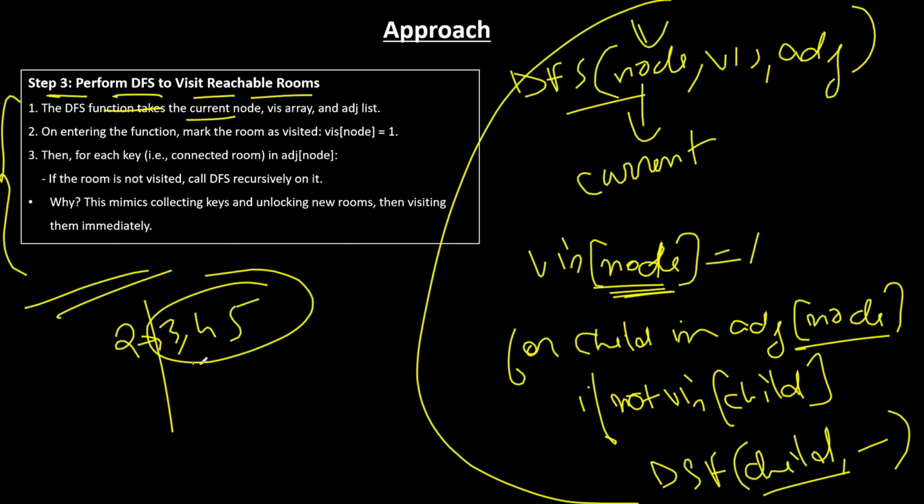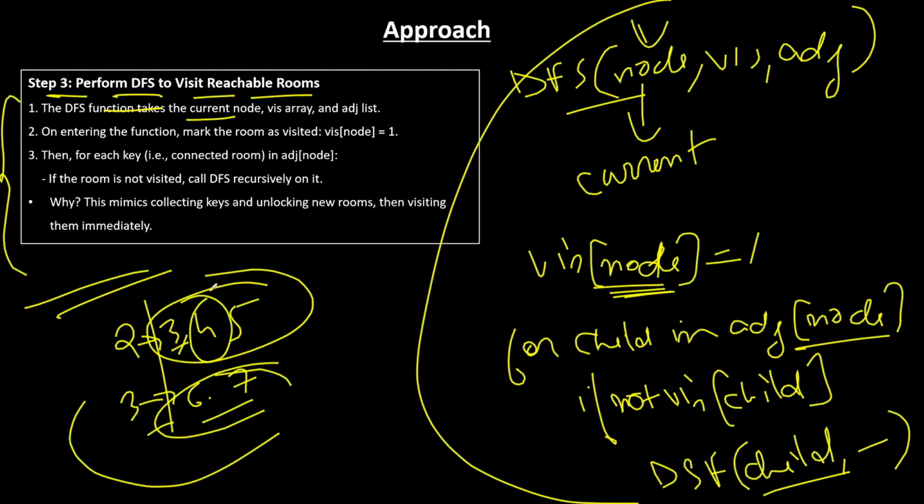And when you go into the depth of this 3, if 3 is there and it has 6, 7 connected to it, then you go and traverse 6 and 7. Then you iterate back, then you go to 4. This is the way the DFS works, right? This is what is written here.